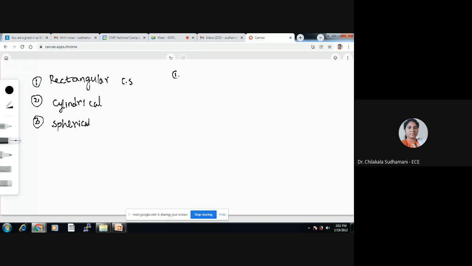So the first problem is, the vector A bar is given as 10 ax cap minus 4 ay cap plus 6 az cap. This is the vector A.